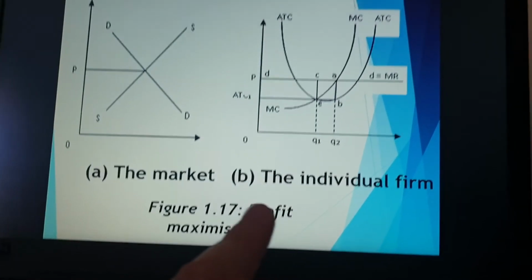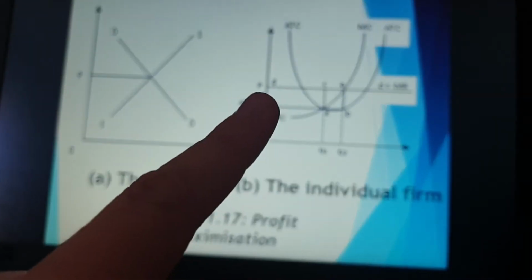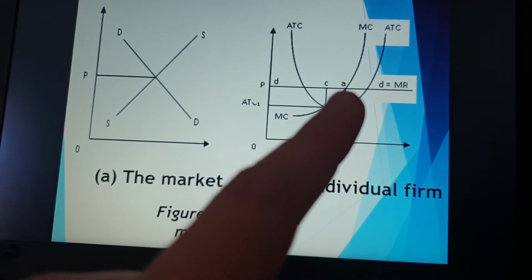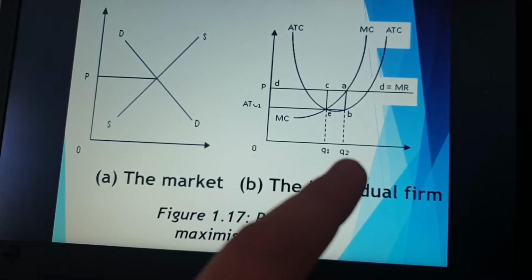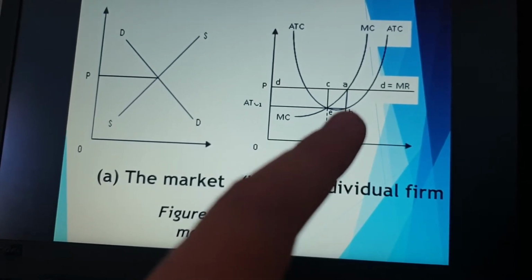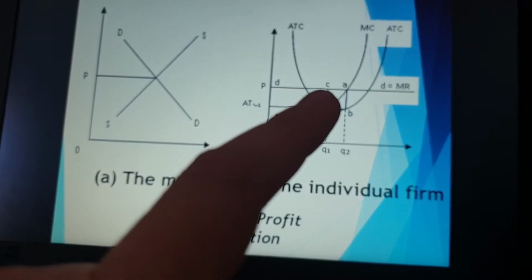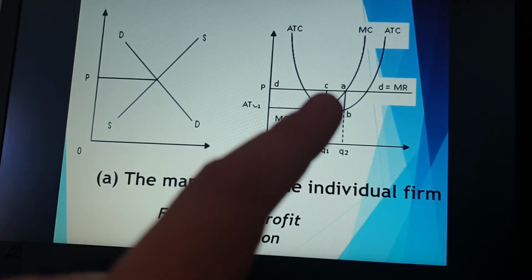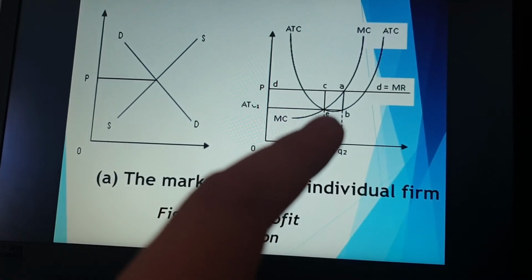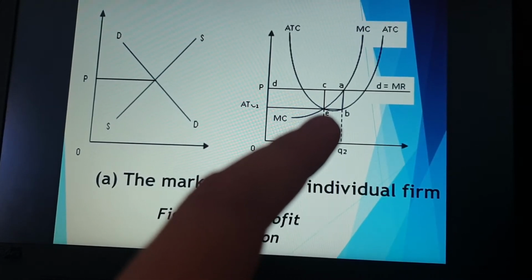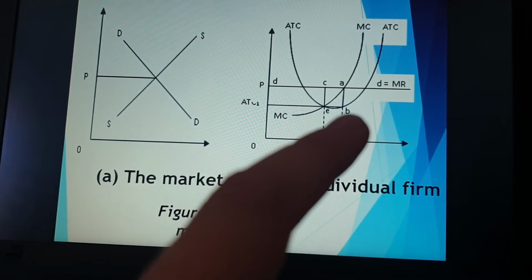So we need to look where MC equals MR. So there's MR and there goes MC. Where they meet each other is at point A, so meaning producing Q2 units. So in this case, I will produce at point A, not at point C, because at point C, MC is not equal to MR, so I'm not maximizing my profit. Not at point E, and also not at point B, because again, MC is not equal to MR.